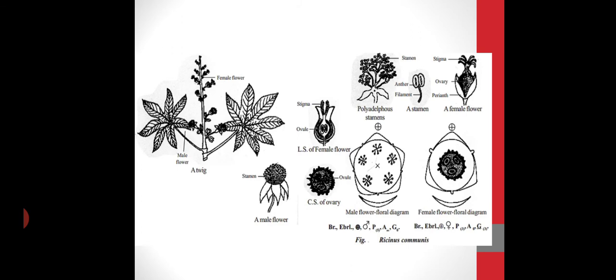Then coming to the economic importance of this family, the economic importance is very common for us, because commercial uses are there, edible plants are there, then medicinal plants are there, timber and ornamentals also there. Commercial purpose, that is rubber plant, Hevea brasiliensis, it is a source of normal rubber or para rubber. And one more thing is there, Manihot glaziovii, it is the source of Ceara rubber.